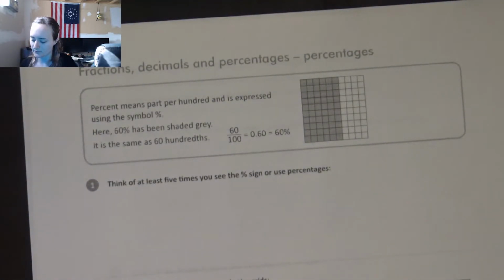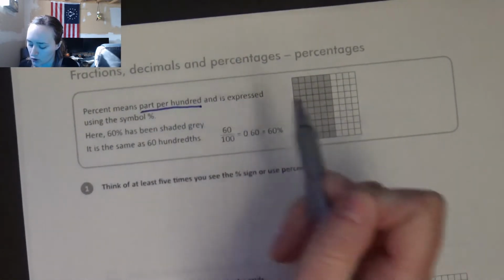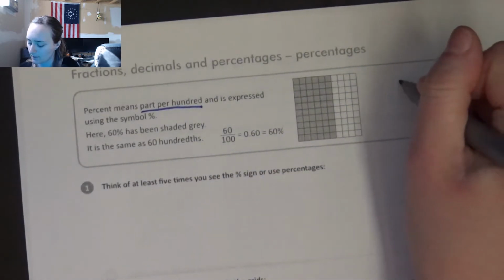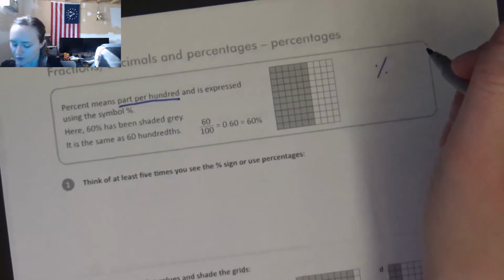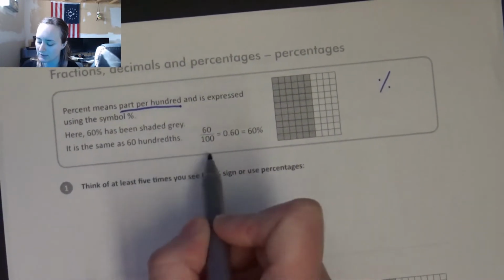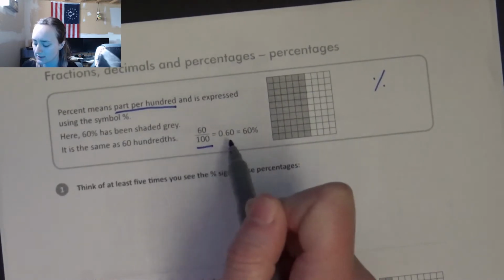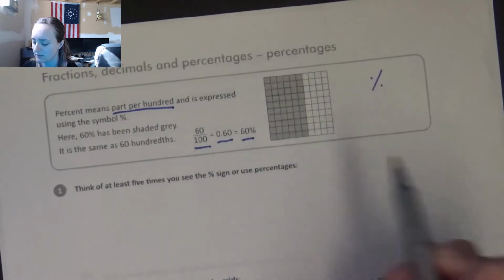All right. Now this is where we get into percentages. A percent means part per 100, and it is expressed using the percentage sign, which you've probably all seen. So here, 60% has been shaded gray, and it's the same as 60 hundredths. So 60 hundredths is the same as 0 and 60 hundredths, which is the same as 60%.